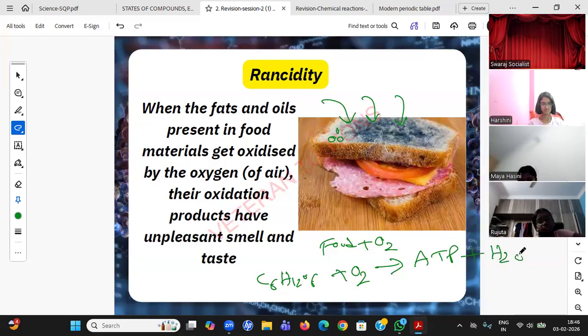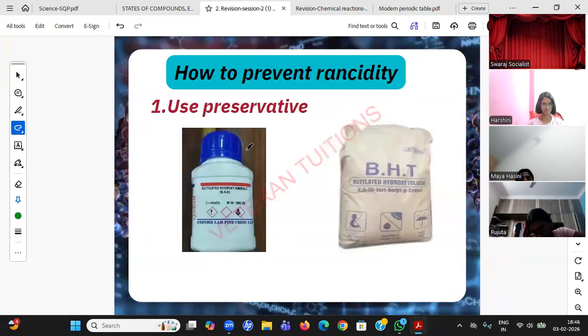Okay, C6H12O6 plus O2 gives ATP plus H2O plus CO2. This is what we have read in biology in cellular respiration. The same thing is happening here. The fats and oils present in the food get oxidized by oxygen, and their oxidation products give an unpleasant smell and taste. That is the definition of rancidity, which is the same in your syllabus also.